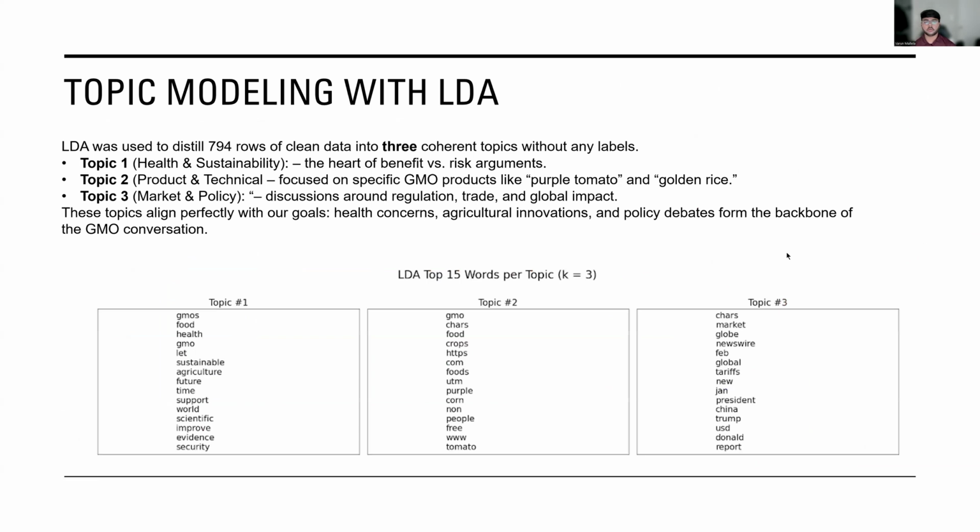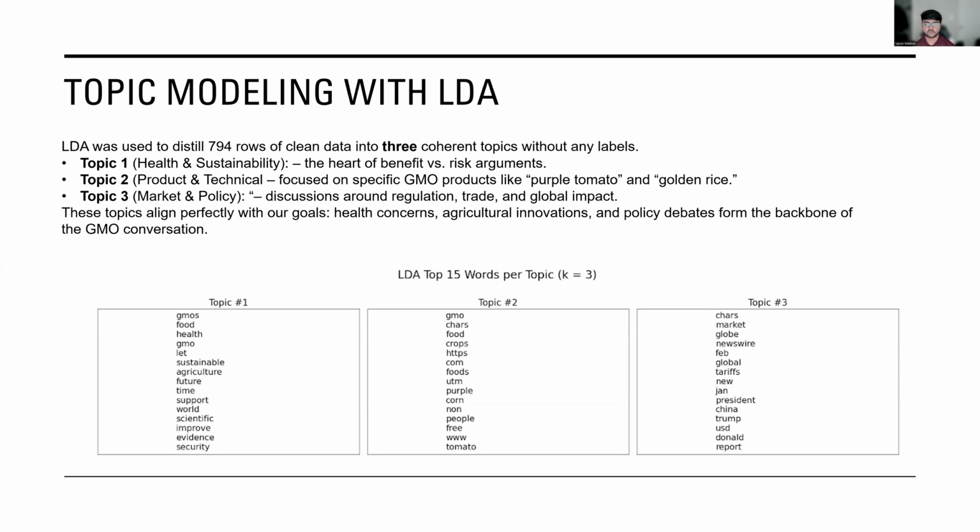Moving on, another method which I used was topic modeling. Especially, I have used topic modeling with LDA over here. Topic modeling was used with around 800 rows of data to divide the available text data into different topics, to know which topics were actually surrounding GMOs. I have found three different topic classifications over here. One was health sustainability, another one was product and technical, and the third one was market and policy.